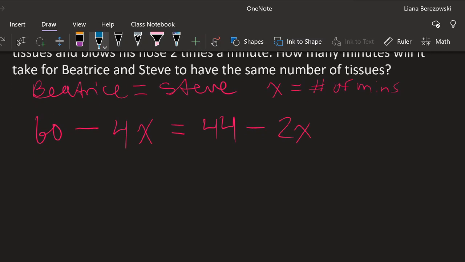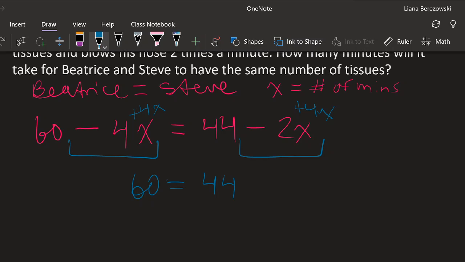So solving this equation, we have 2 negative variables this time. Okay, when you have 2 negative terms, you want to move the one with the bigger coefficient, because that's going to give us a positive term on the other side. So right now I have minus 4x. Opposite of that would be plus 4x. Do that to both sides of the equation. That leaves you with 60 on the left by itself and 44.